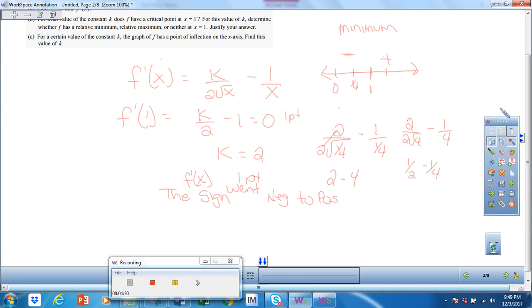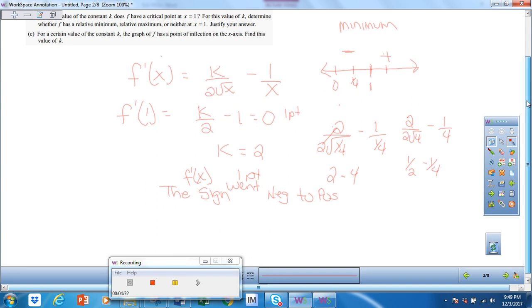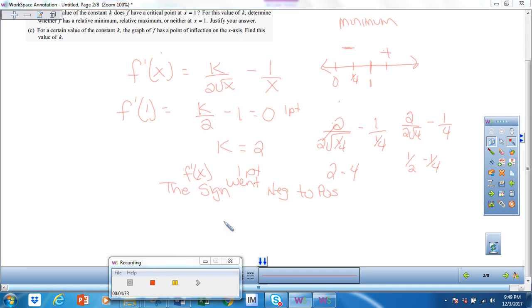Now, another way that you could have done this that may have been a little bit faster was to use the second derivative test.